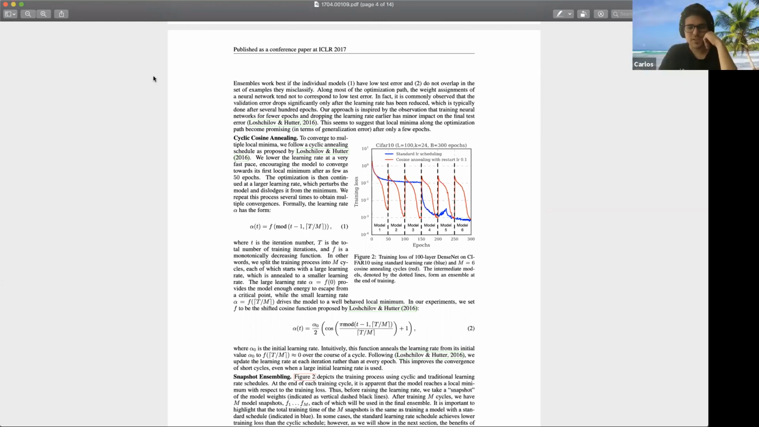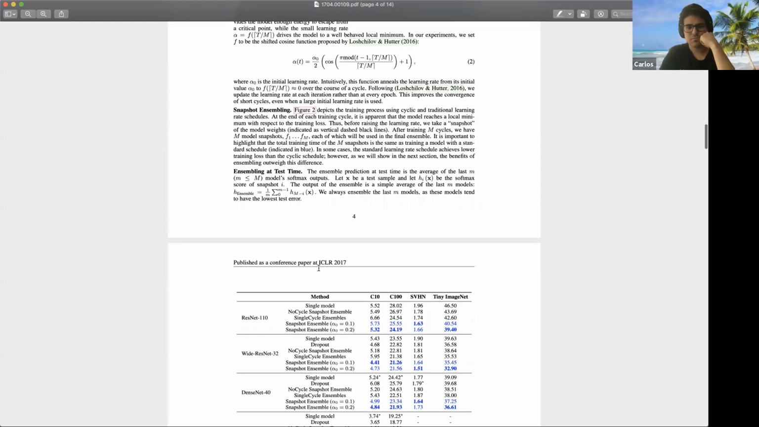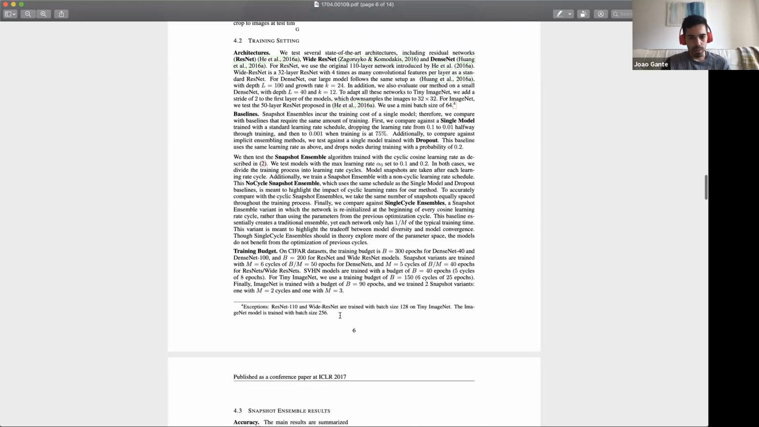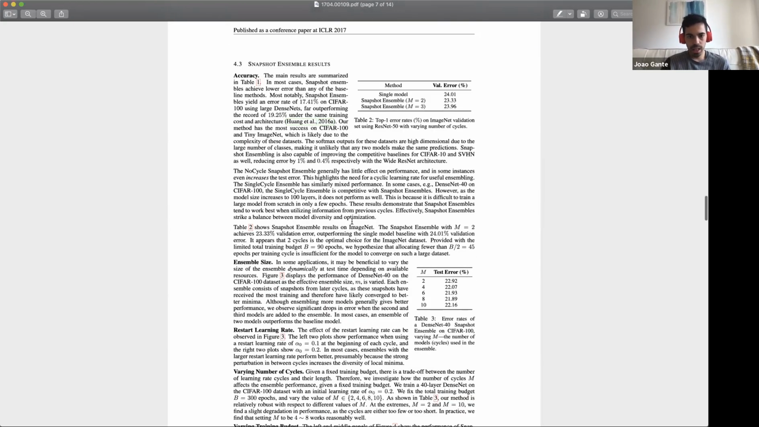Yeah, I think that in that scenario, if you have a budget to train 100 models, it's better to do several different snapshots instead of just a single one. Yeah. So moving on with the results.